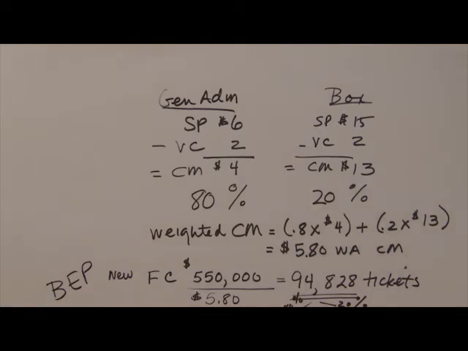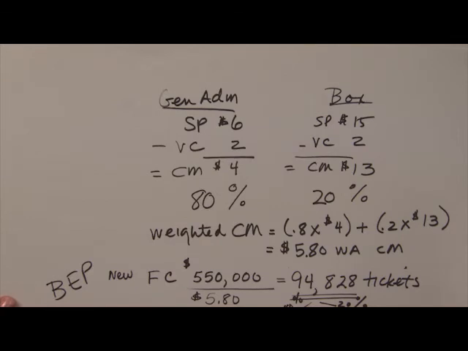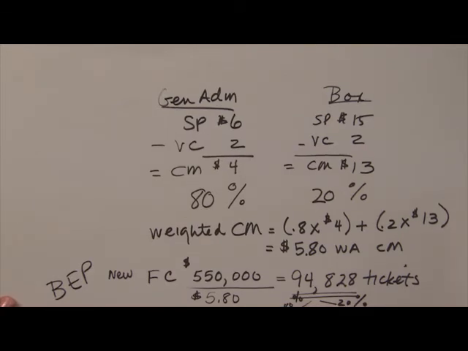Now, of course, we could find the revenue that we would earn on each type of ticket. For example, if we wanted to know how many dollars of revenue would be generated at the break-even point through the box sales, then all I have to do is multiply these number of tickets by the sales price for the box seat. So that would be times $15. And that would give you your revenue at the break-even point for the box.